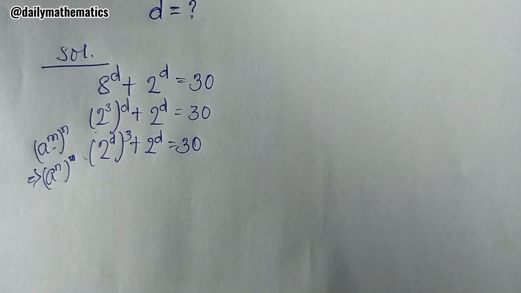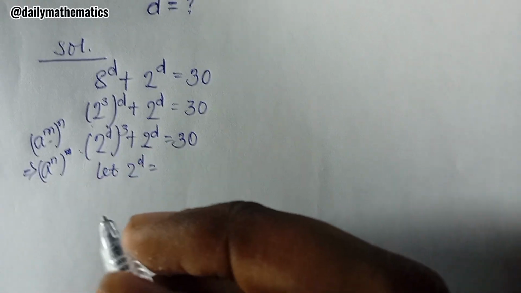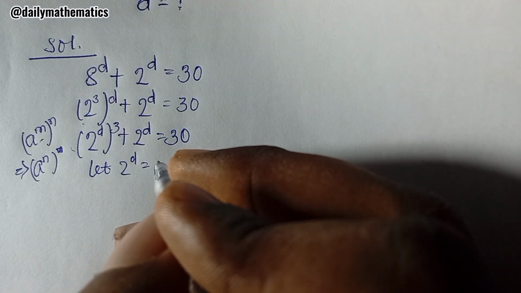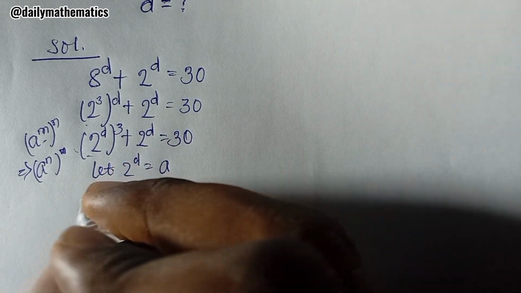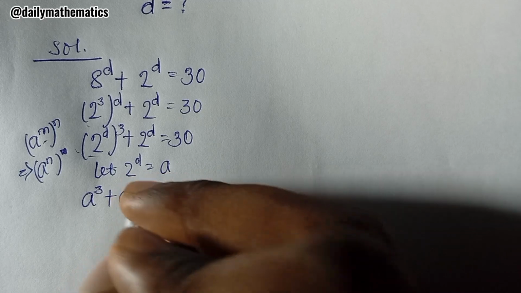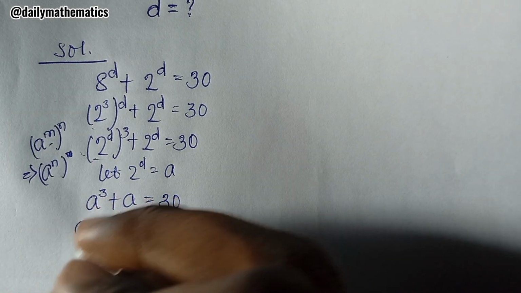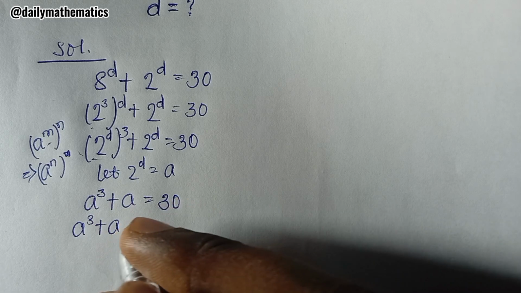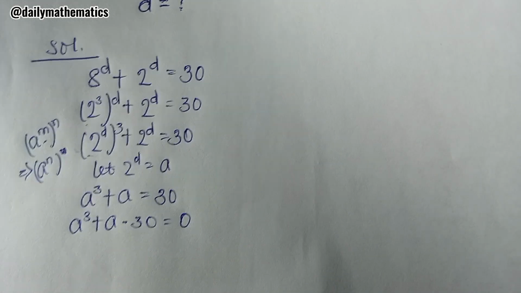Right, and so from here, what can we have? We can say let 2 raised to the power of d equal any symbol of our choice, maybe a. So anywhere we see 2 raised to the power of d, we have a. So we have a cubed plus a equals 30. Since we have a cubed plus a equals 30, we can bring 30 to the other side. This is positive 30; when we bring it to the other side of the equation, we have negative 30, so a cubed plus a minus 30 equals 0.